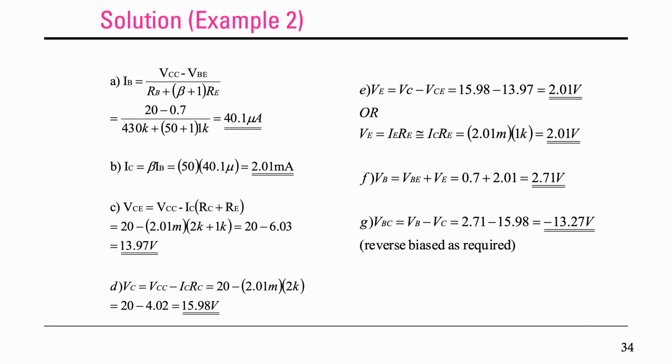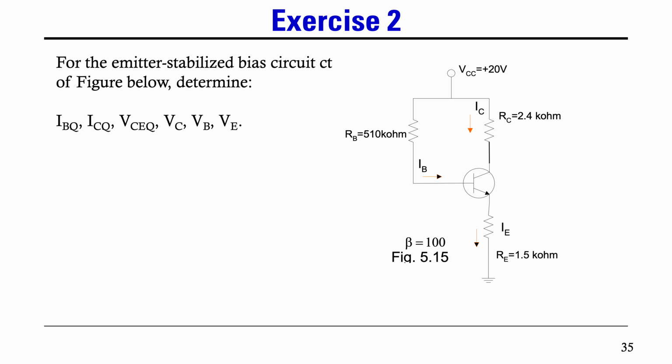I leave exercise number 2 to you. Please figure it out. You need to determine IBQ, ICQ, VCEQ, VC, VB, and VE. What does this Q mean? This Q means the operating point. You don't have to consider much about this, you just need to add the Q, meaning the working region of the transistor. Please find the value for each of these. I need you to submit it today, after the class.